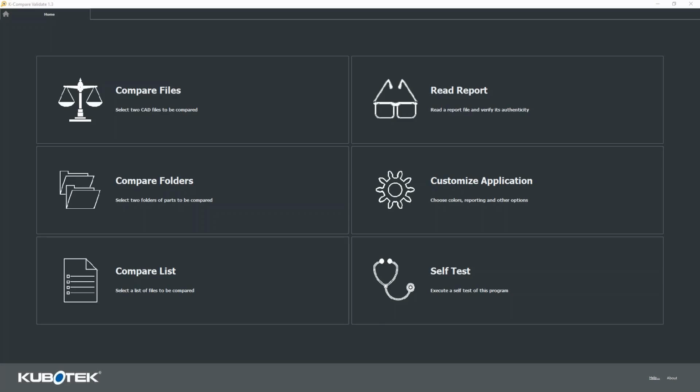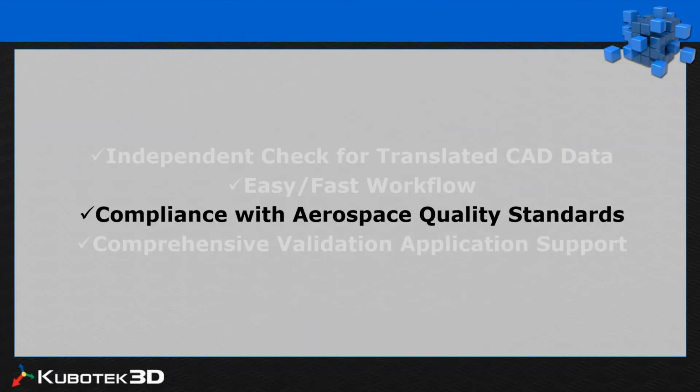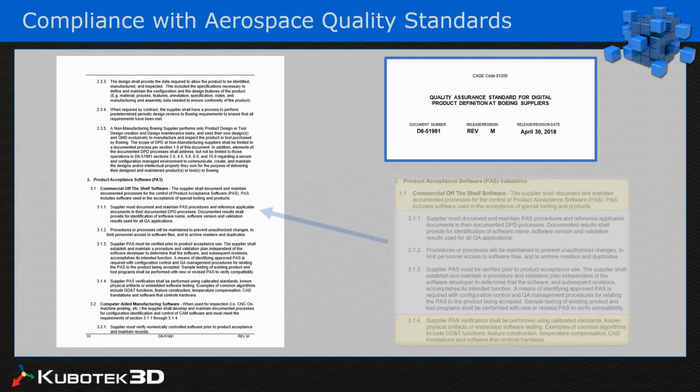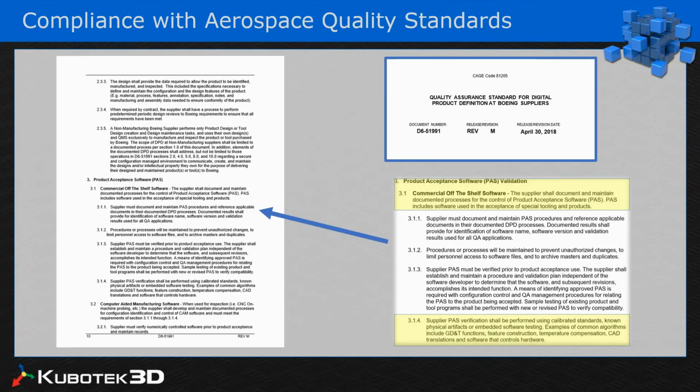Let's jump back over to the PowerPoint and talk about a few other things. Next on the list is compliance with the aerospace quality standards. And we brought out a few of the points here so you can take a look at them and understand what we're talking about. First of all, we're basically talking about Boeing D65199. There are a couple of clauses in this that are important. First is the product acceptance software. I talked about that a little bit already.